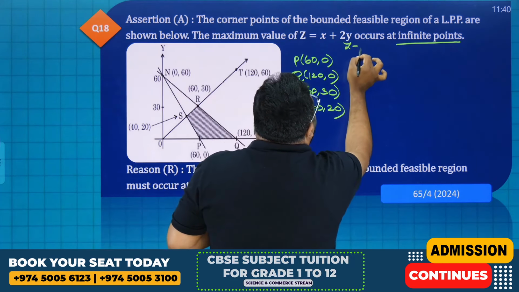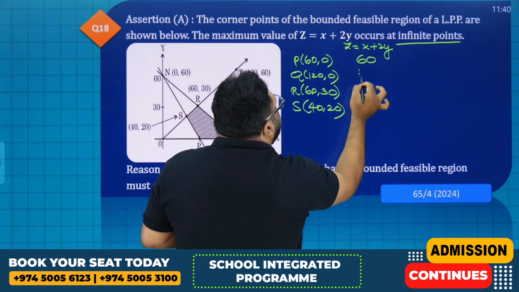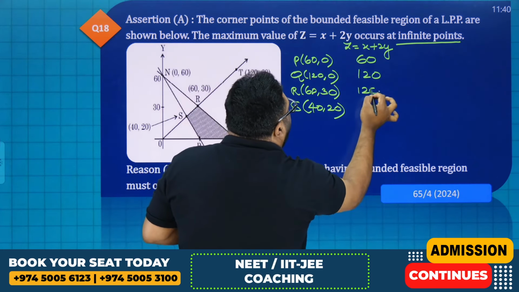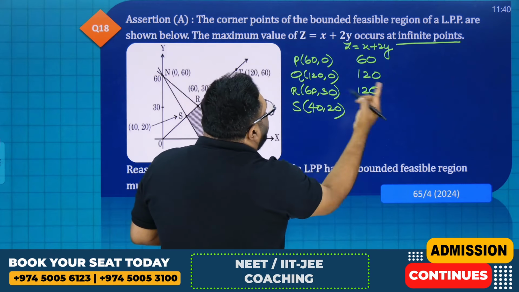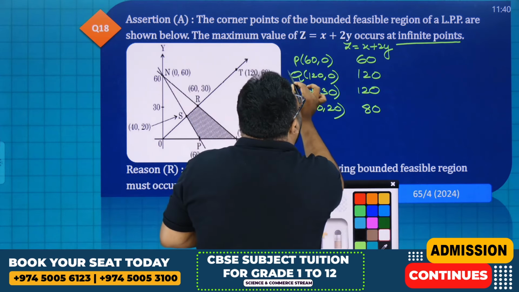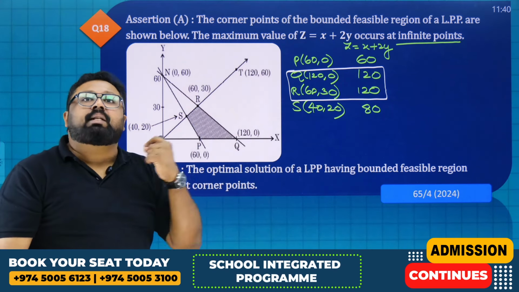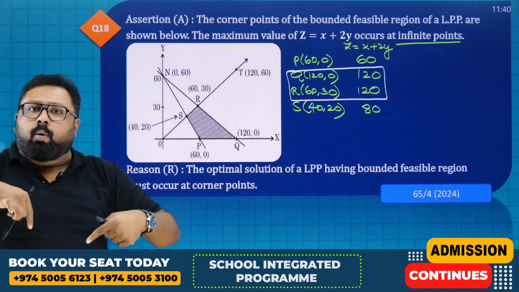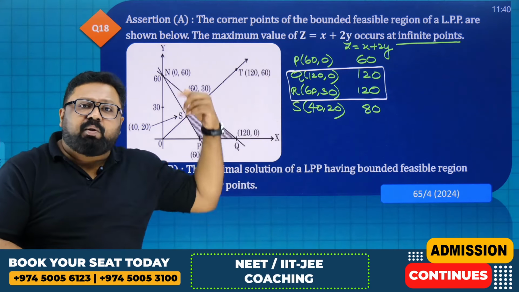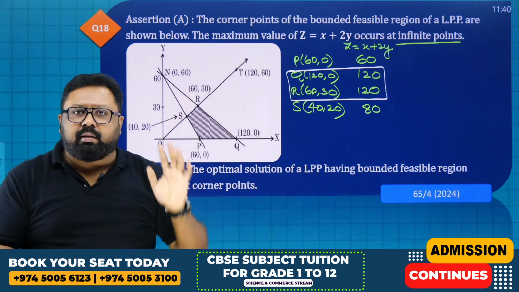Find out the values of Z, which is equal to x plus 2y. The values of Z, my dears: the first one 60, second one 120, third one 60 plus 60, again 120, the fourth one 40 plus 40, it's only 80. So we saw that the maximum value occurs at 2 points, Q and R. If the question was about minimum value, it occurs at 1 point, 60, finished, over. One single solution, answer is done.